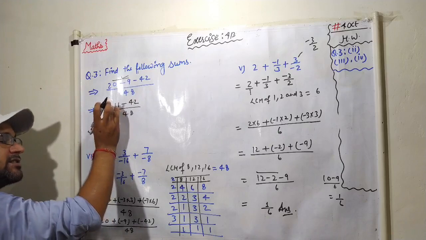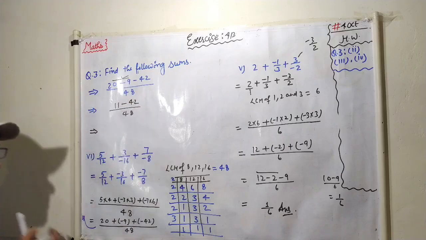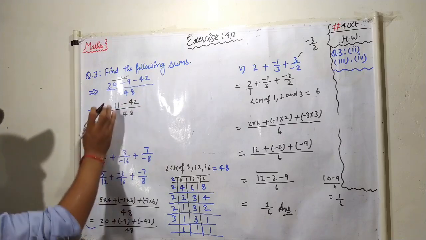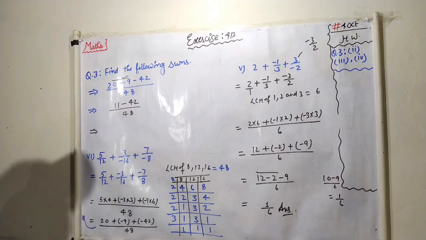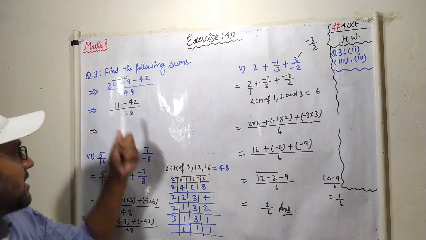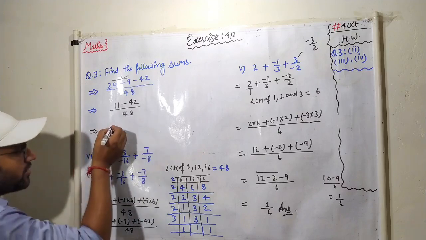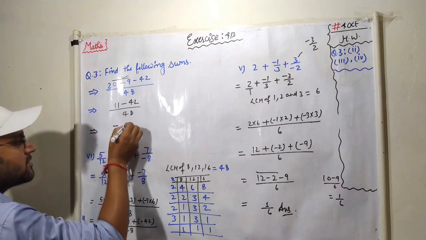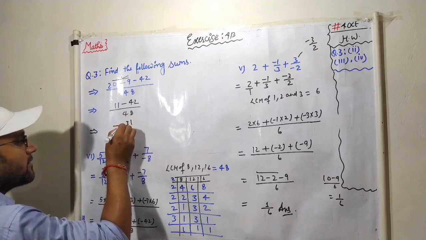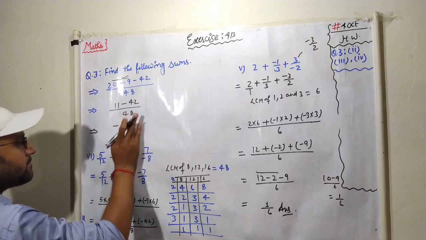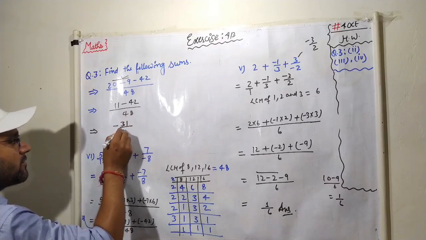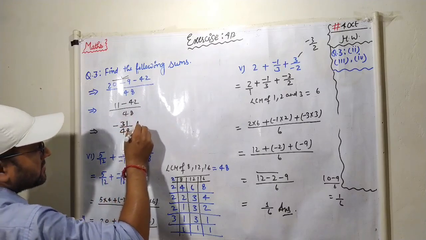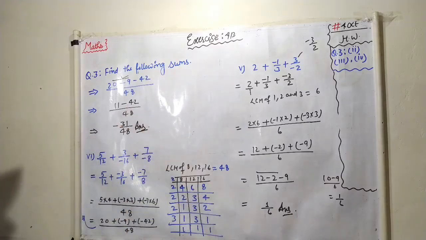If one is positive and the other is negative, always subtract the smaller one from the bigger one and put the sign of the one which has the greater absolute value. So in this one, 11 and 42, which one is greater? 42. Its sign is minus. So whatever quantity you get will be minus. So you will get minus 31 upon 48. That is your answer.